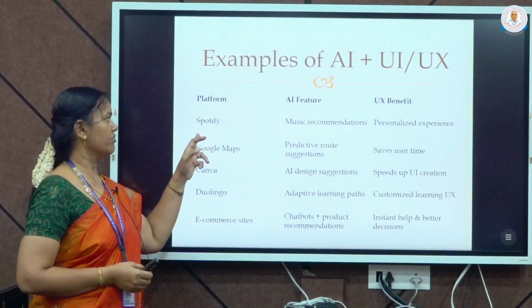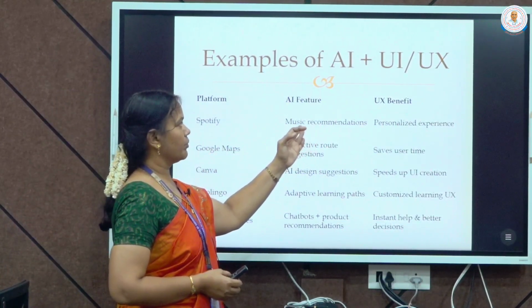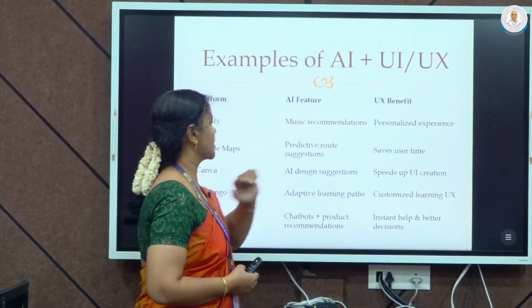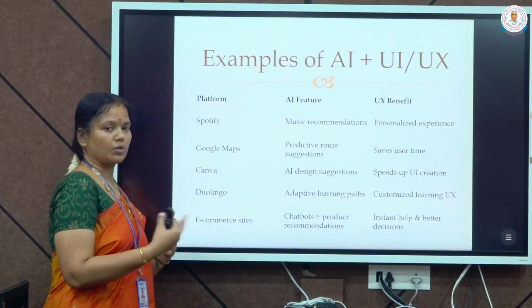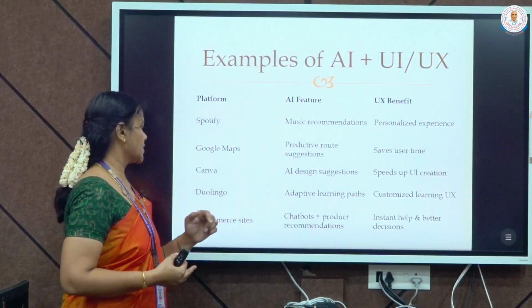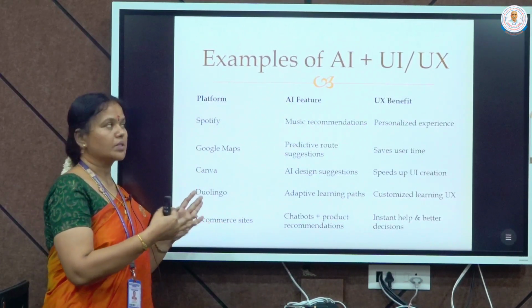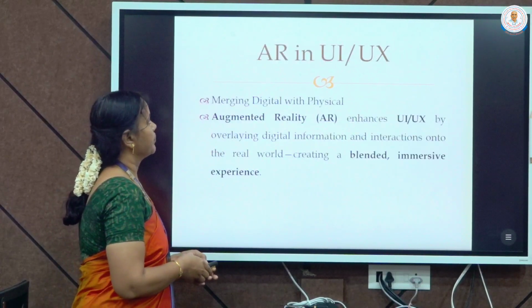Here is Spotify, which we use frequently. Music recommendations are given based on the songs that we play, so that is a personalized experience. Google Maps gives predictive suggestions of routes, and Canva is for designing, which speeds up the system. In this way, these are the examples of the impact of AI in UI UX design.